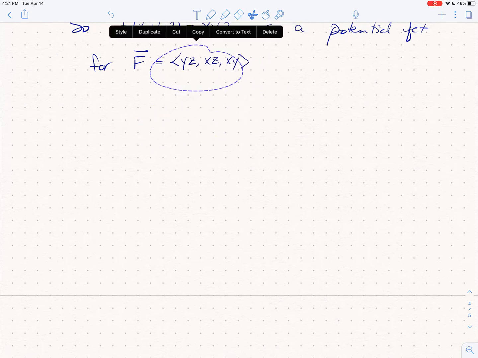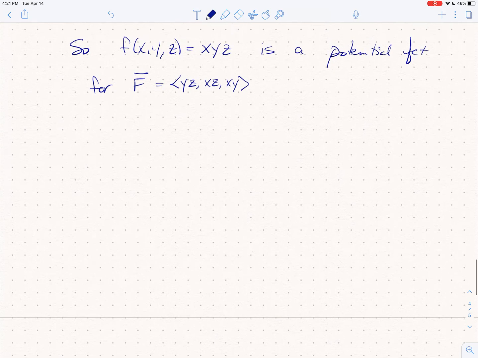So we're done now. We found a potential function. You can always check this. You can check yourself that the gradient of little f is indeed what we are saying it is. I won't bother with that, but I would encourage you to.